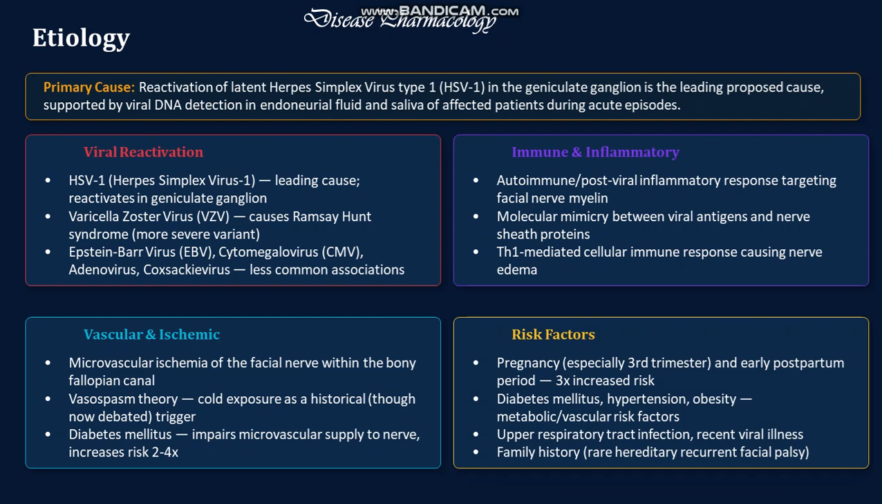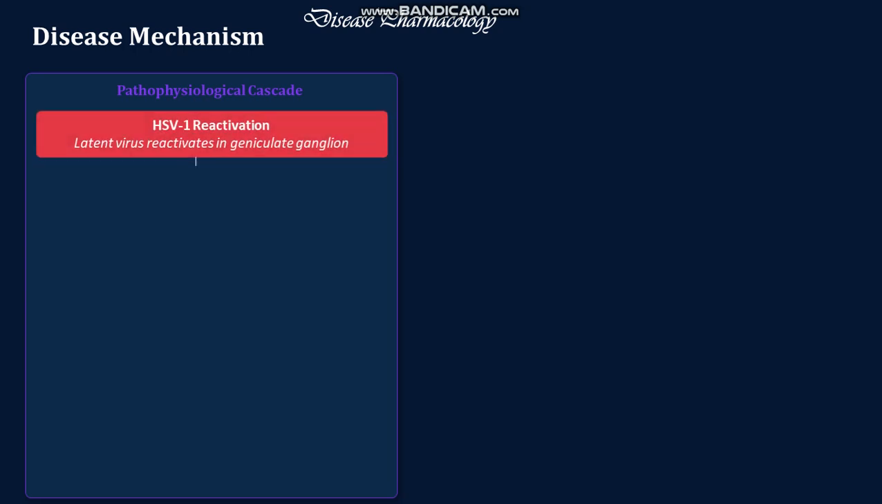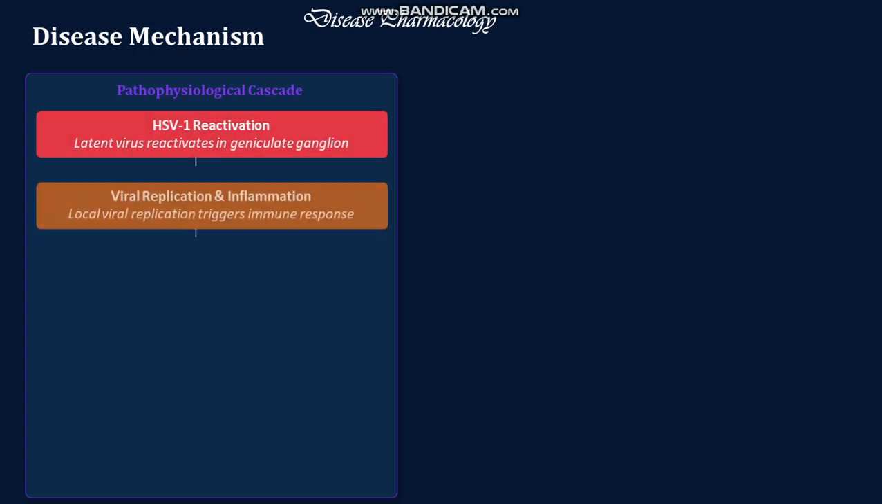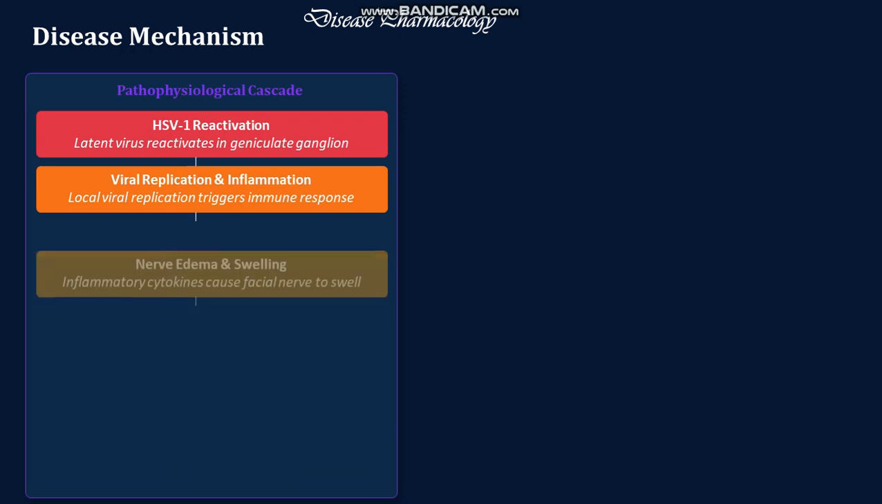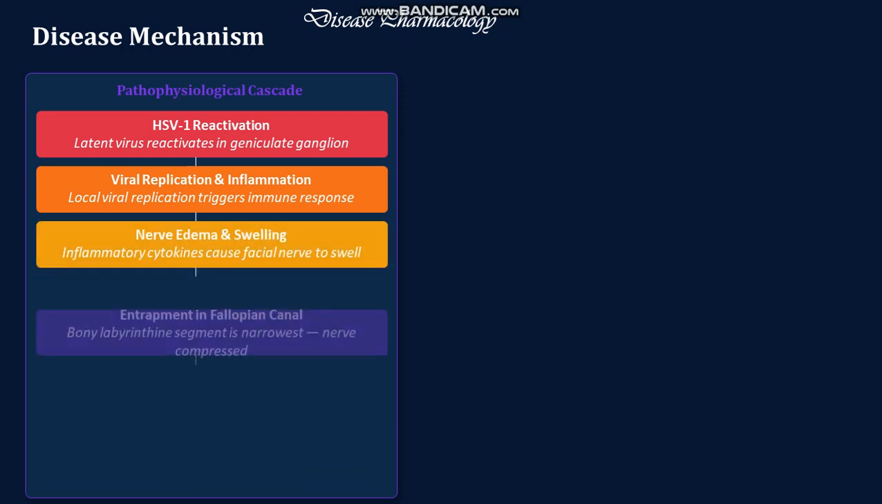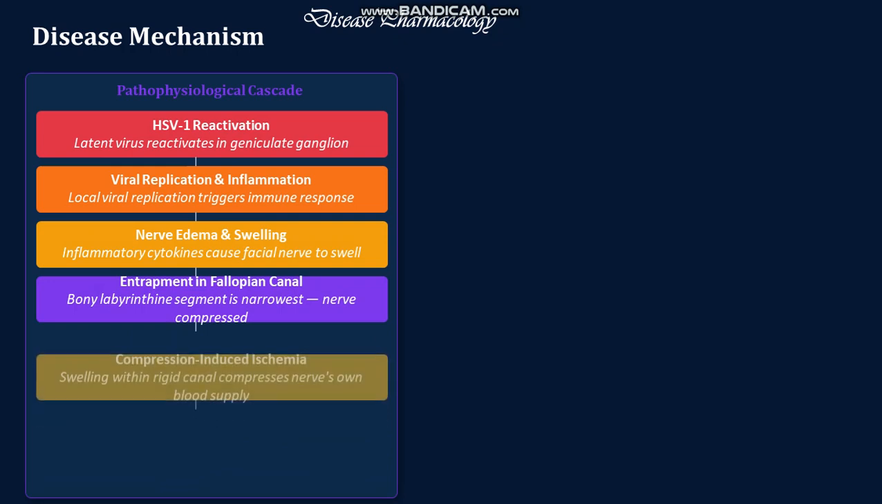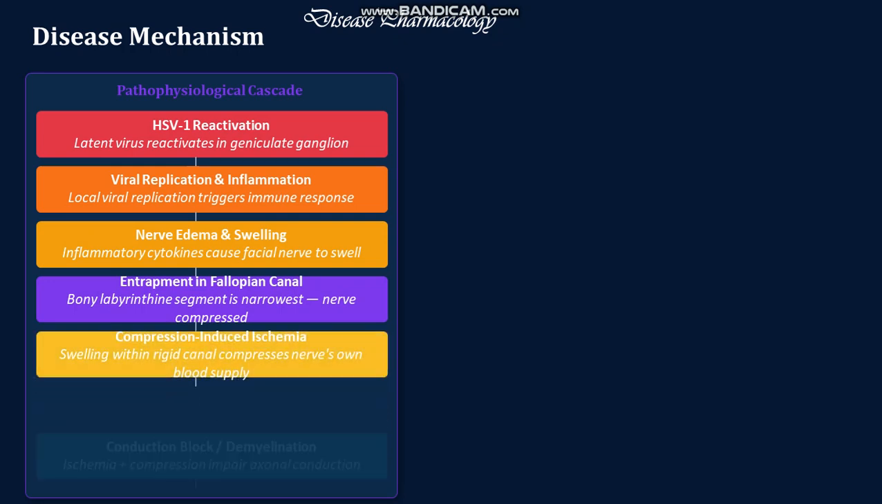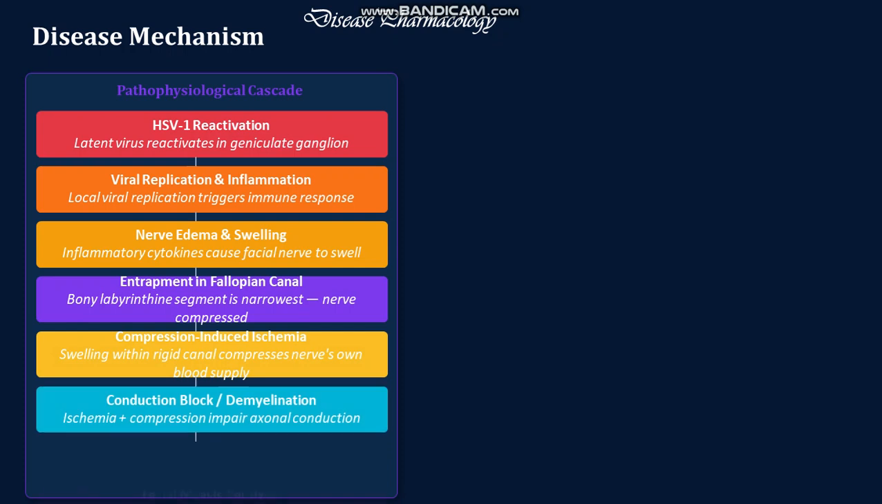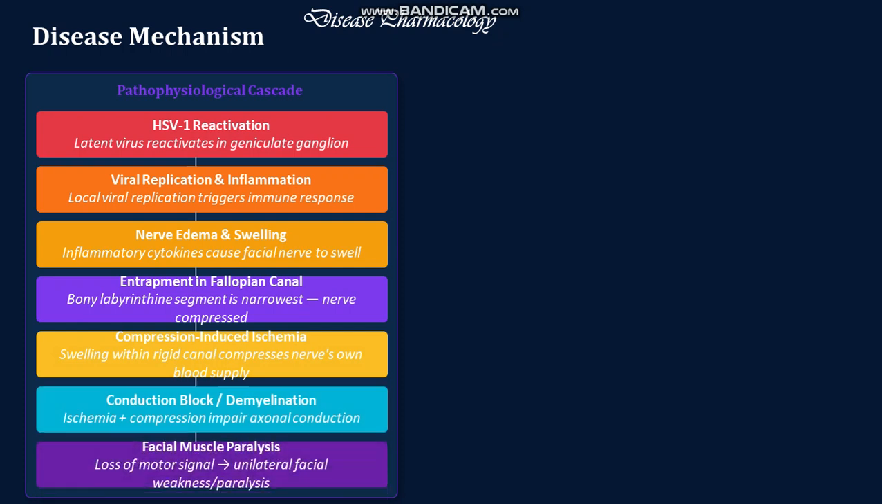Risk factors: pregnancy, diabetes mellitus, metabolic or vascular risk factors, upper respiratory tract infection, and family history. Disease mechanism: HSV1 reactivation, viral replication and inflammation, nerve edema and swelling, entrapment in the fallopian canal, compression-induced ischemia, conduction blockage, and facial muscle paralysis.